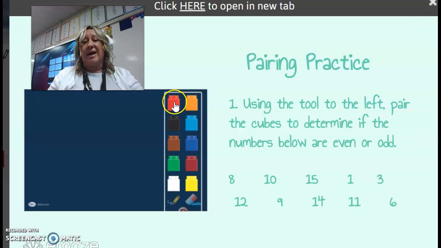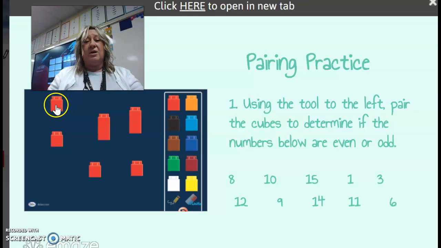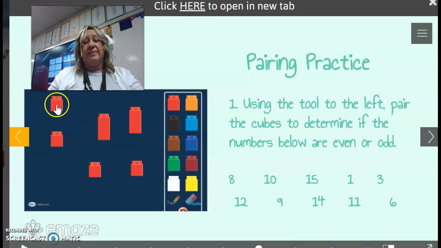So let's count out 8 blocks. 1, 2, 3, 4, 5, 6, 7, 8. You see what it did there when I got close? It kind of went boop and matched them themselves, right? So now that we have 8, let's put them in pairs. And that means where there's 2 hooked together. So let's count them by 2s now. 2, 4, 6, 8, right?